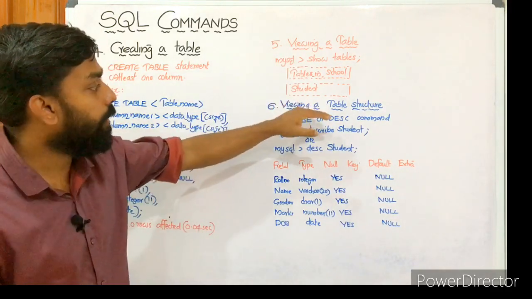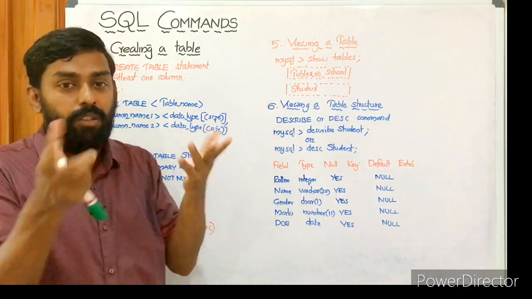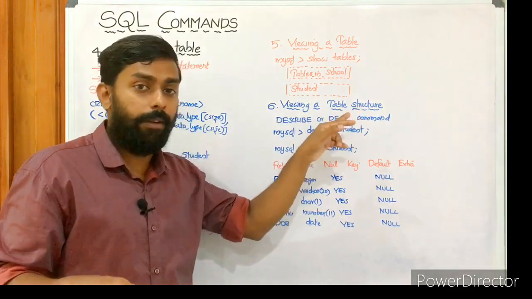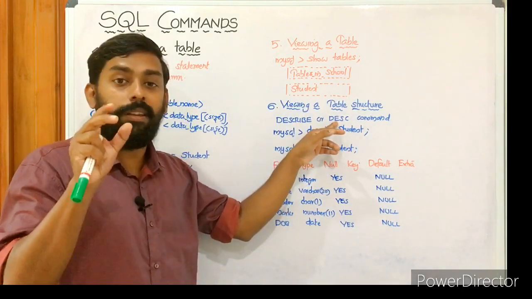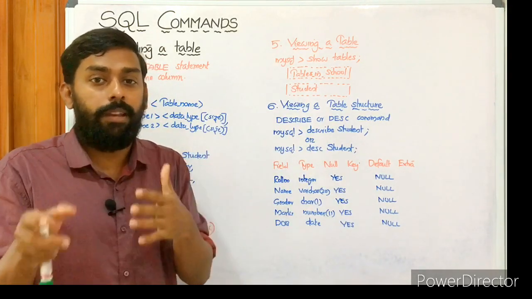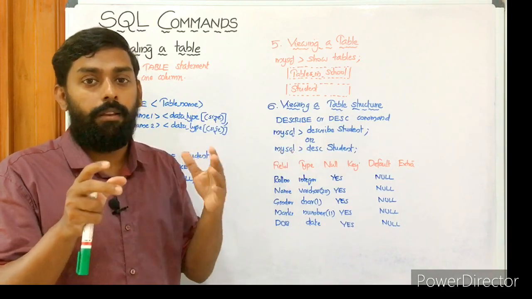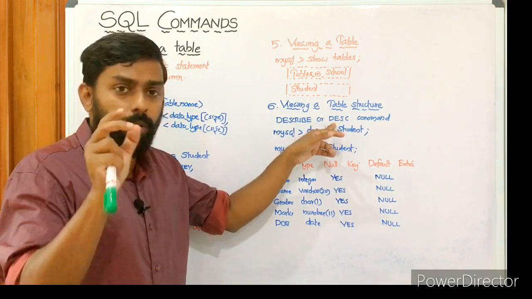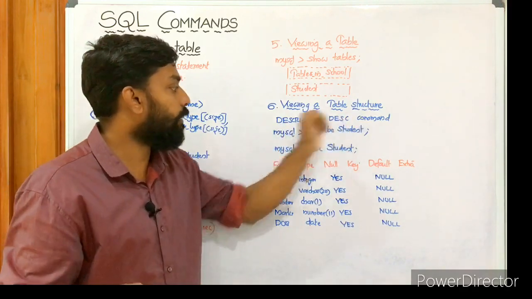Now let's look at viewing the structure of a table. We can either use the describe or DESC command. Here we use DESC as a command. But in the case of sorting, either in ascending or descending order, we can use it as a clause as well: order by roll number ASC, order by roll number DESC. So here we are using it as a command, not as a clause.